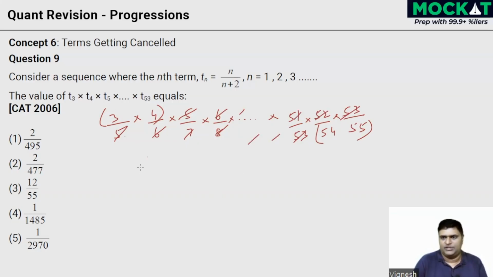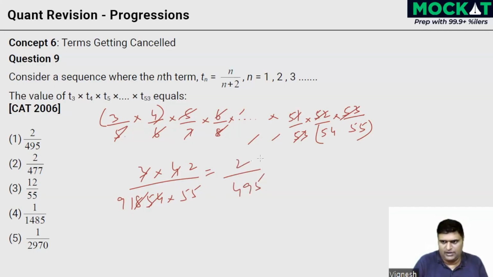So I'm left with the first 2, 3 into 4, 12, or we can just keep it as 3 into 4. Terms can get cancelled over here. 54 into 55. 3 is going to give me an 18, and 4 over here is going to give me a 9. 9 into 50 is 450 plus a 45, 495, and numerator is 2. Right? Option 1 becomes the answer here.